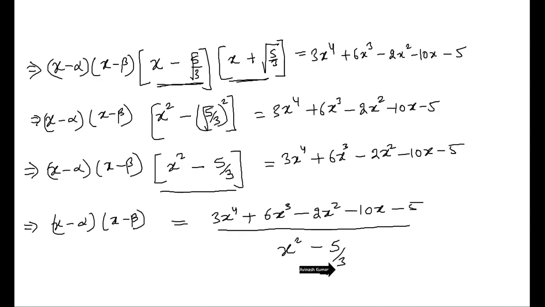So I can write it down here, 3 times x power 4 plus 6x cube minus 2x square minus 10x minus 5 divided by x square minus 5 upon 3 is 3. Yes, sir. Now, if you see here, this is 5 by 3, right? Yes, sir. So if I resolve the denominator part first, what I will get? I will get 3x square here, right? So 3x square minus 5 upon 3. And this 3 will go in the top in the multiplication with the numerator.